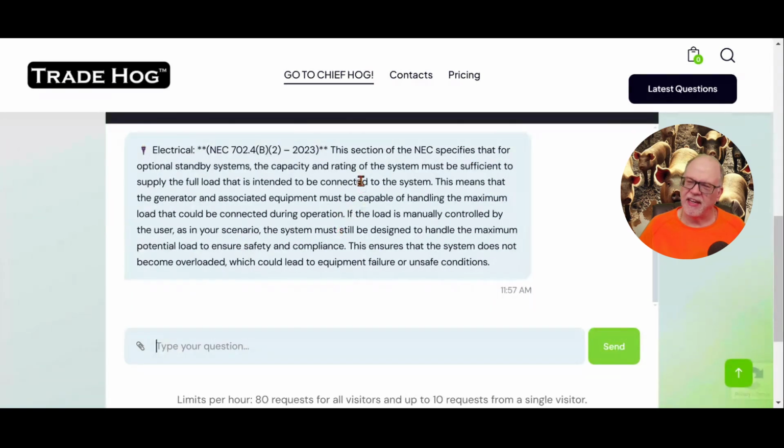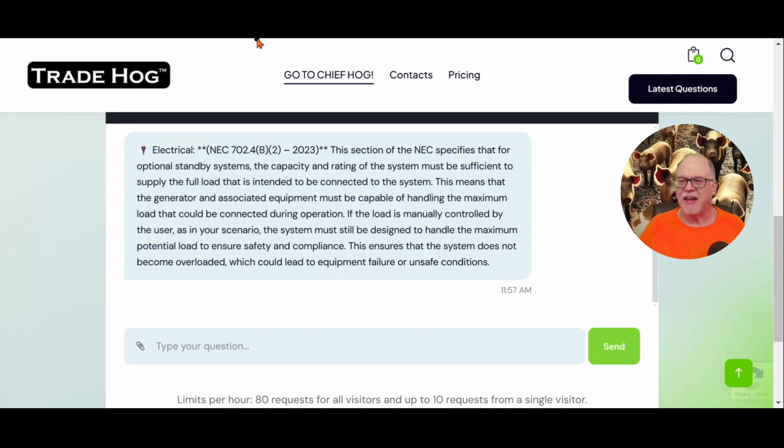And this tells us that this section of the NEC specifies that an optional standby system must be sufficient to supply the full load that it intends to be connected to the system. This means that the generator and associated equipment must be capable of handling the maximum load that could be connected during operation. If the load is manually controlled by the user, as in your scenario, the system must still be designed to handle the maximum potential load to ensure safety and compliance. This ensures that the system does not become overloaded, which could lead to equipment failure and unsafe conditions.